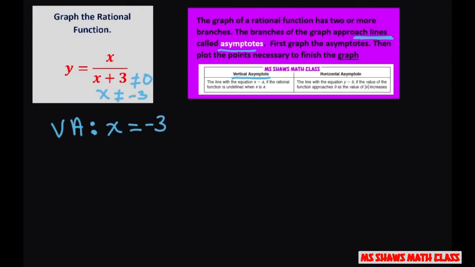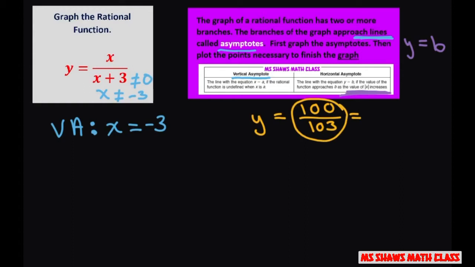The horizontal asymptote is more conceptual. So this one's a little harder, and it just means as x gets larger and larger, what does my y get closer and closer to? Some b value. So what I'm going to do is take my function and just put in a large number. So say I put in 100. If I put in 100, I'll get 103 here. Well, if you divide these two, this is very close to 1.